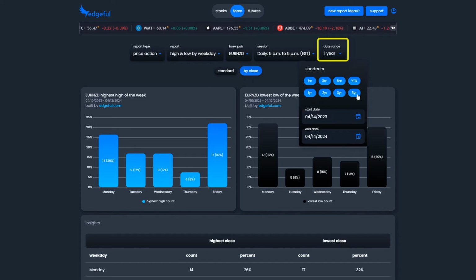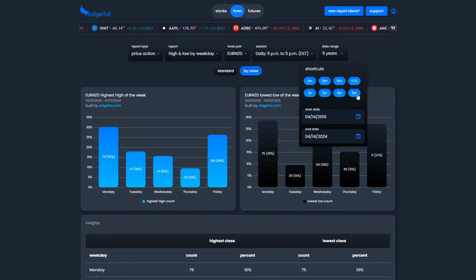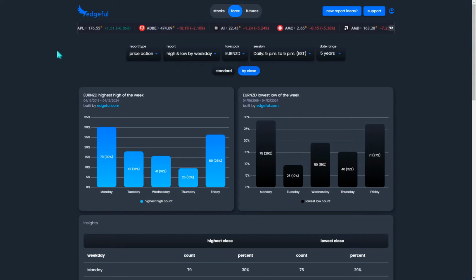All of this data is for the last 12 months. Let's see if anything changes going back 5 years. A larger time frame gives us even more confirmation that we want to be active on Mondays and Fridays.